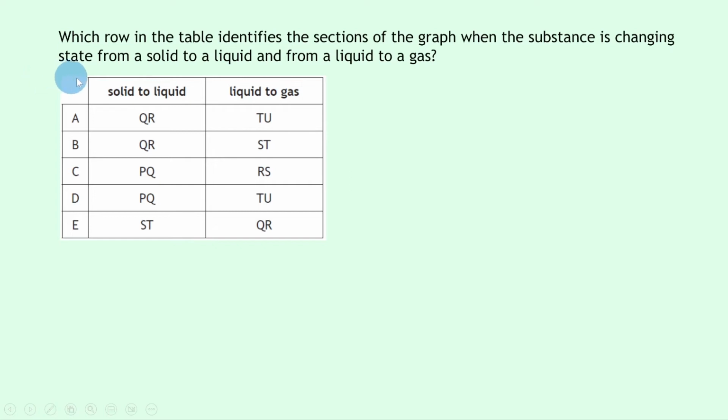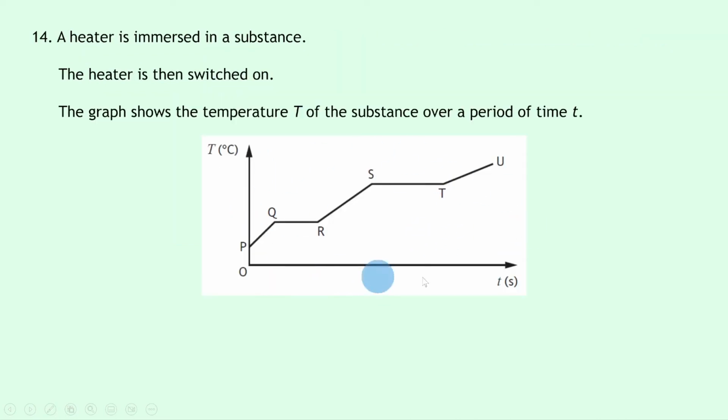And the question says which row in the table identifies the sections of the graph when the substance is changing state from a solid to a liquid and from a liquid to a gas. Well, remember on a heating curve, the changes of state are going to occur when the temperature remains constant. So we've got two sections where temperature remains constant here, which is Q to R, and then from S to T. And that's shown by the horizontal lines there on the temperature against time graph.